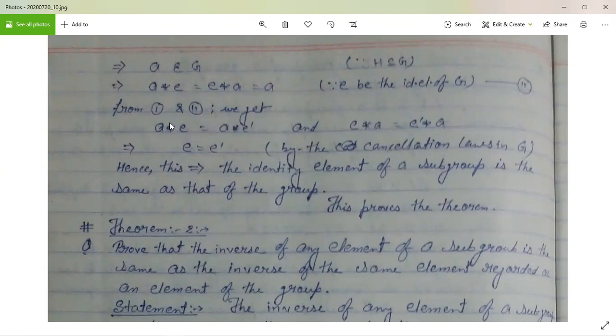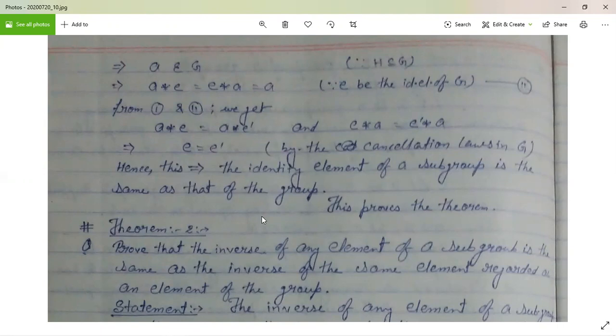Therefore, finally, if we cancel left a, we get e equals e', and from right a we also get e equals e', which comes from the cancellation law in G. Hence, the identity element of a subgroup is the same as that of the group. That means the identity element is at least one element which exists in a subgroup H of a group G.